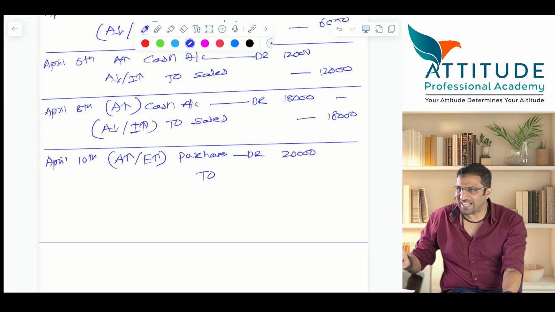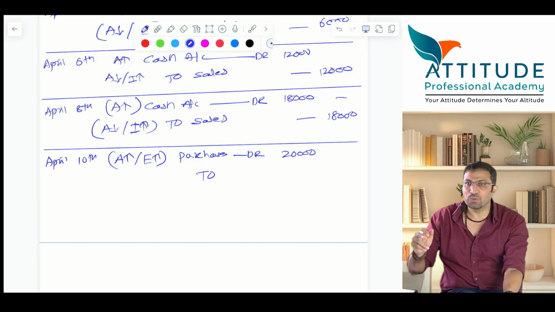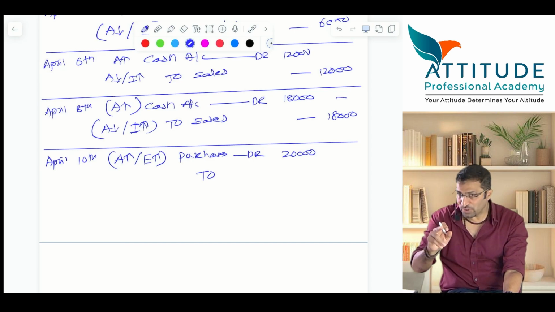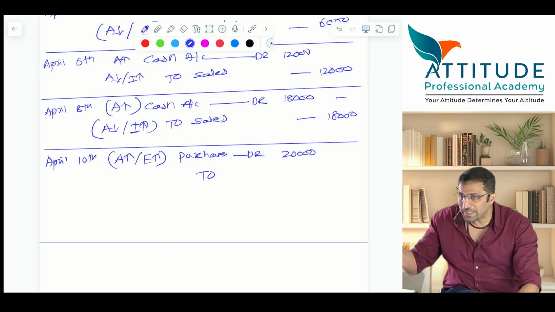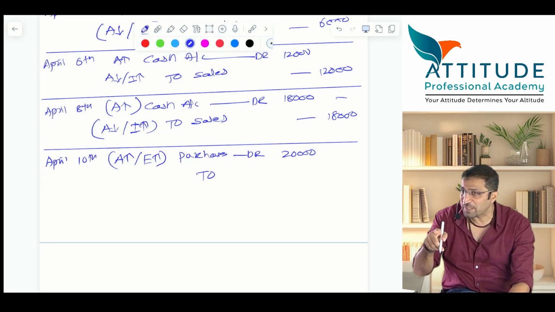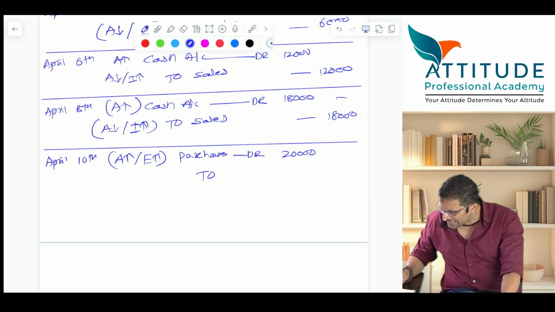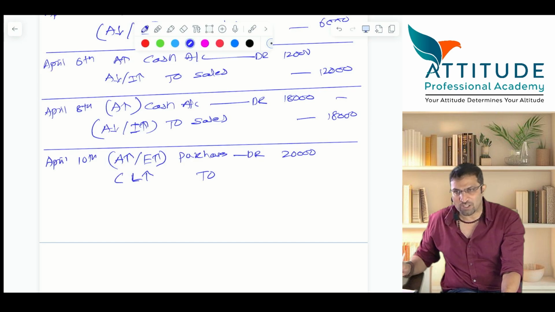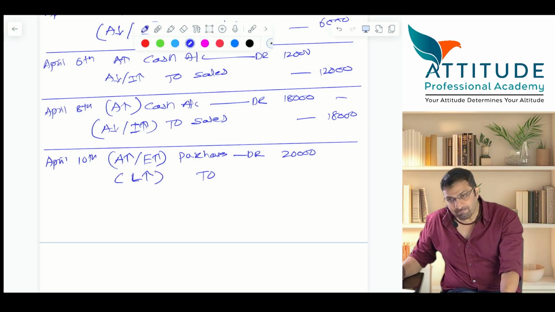What did you give? You have not given the cash, it is on credit. Whom have you given the promise? Mr. Moon. So Mr. Moon for you is benefit receivable or benefits payable? Benefits payable. And benefits payable, long back I have told you, is always a liability. So your liability has increased. L means liability, not loss. To Mr. Moon. So Mr. Moon is a liability.